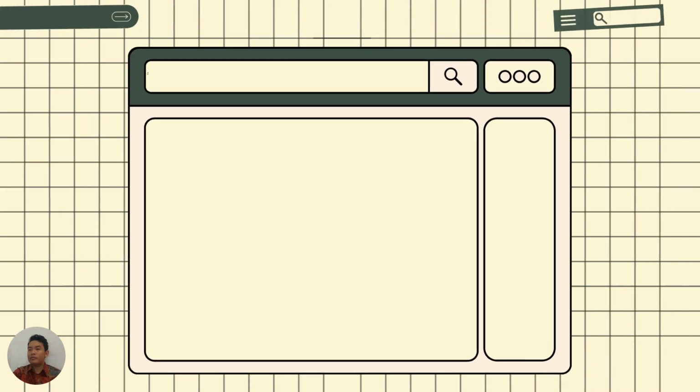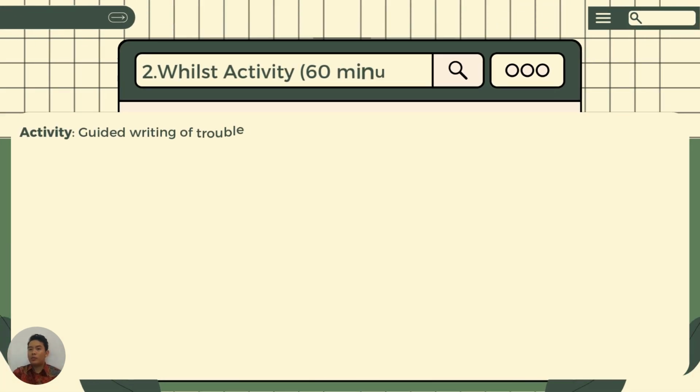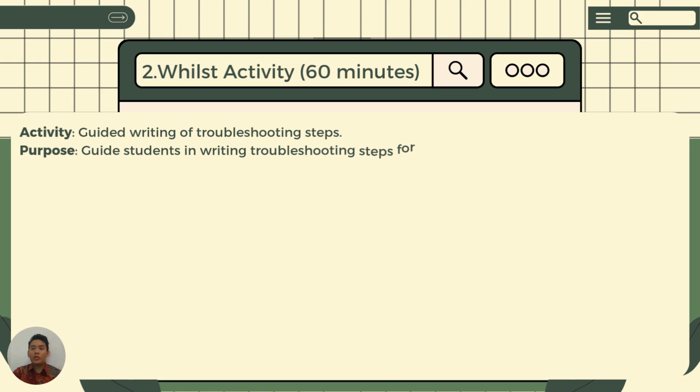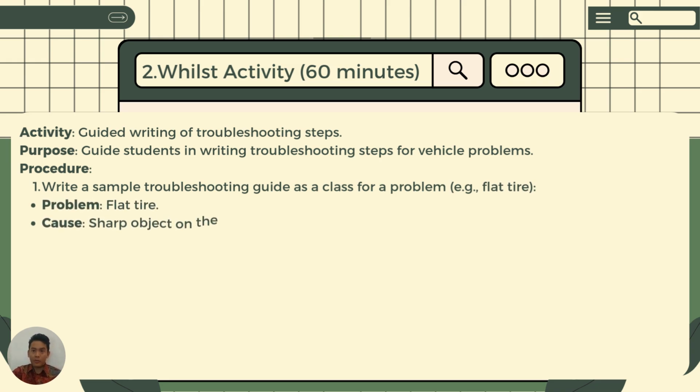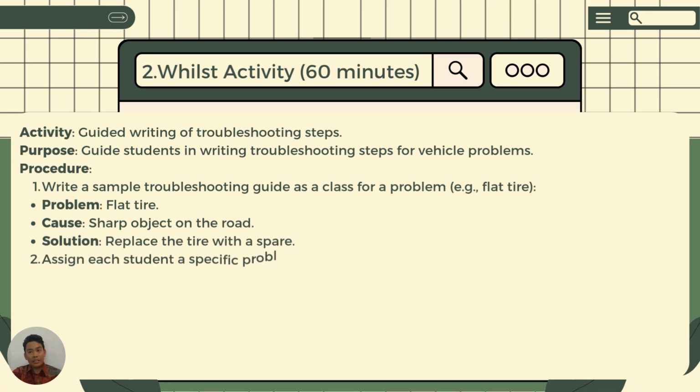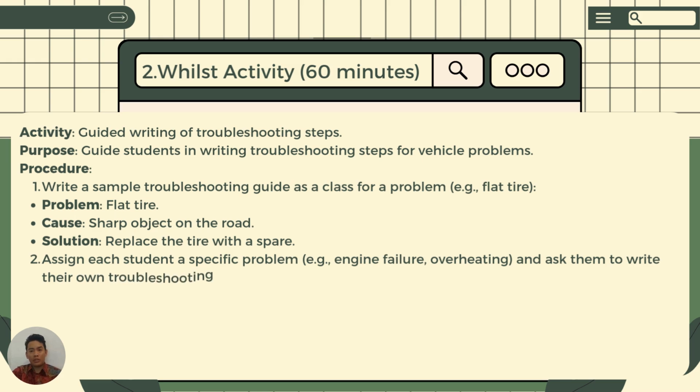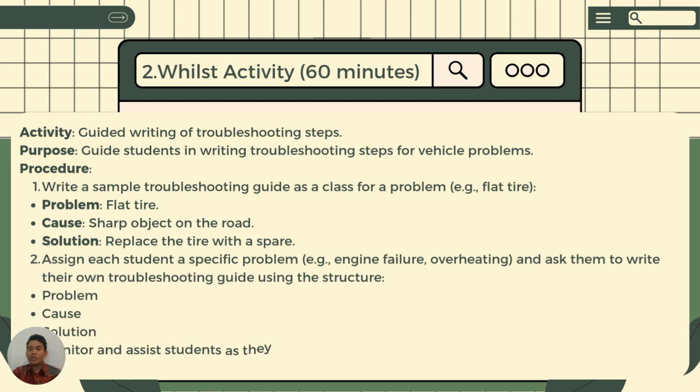And then there will be a main activity for 60 minutes. We're going to do guided writing for troubleshooting steps. The procedure will be that we guide the students in writing troubleshooting steps for vehicle problems. First, we're going to write a sample troubleshooting guide as a class for a problem. For example, the problem will be a flat tire. The cause will be a sharp object on the road, and the solution will be to replace the tire with a spare.